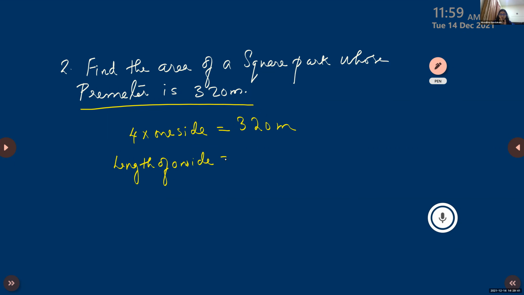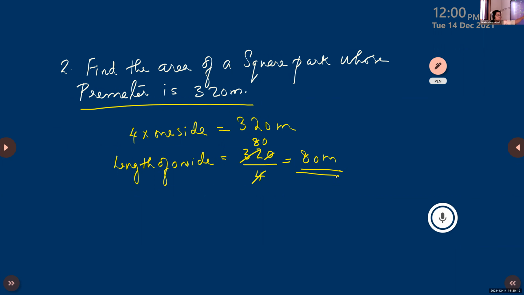So what is the measure of length of one side? 4 into one side is 320 meter. So what is the length of one side? 320 divided by 4. So you will get, when you divide 32 by 4, 8 times. 4 into 0, 0. So answer is 80 meter. One side is 80 meter.